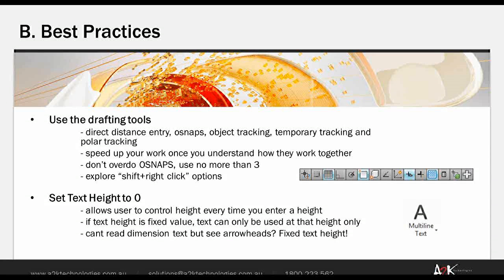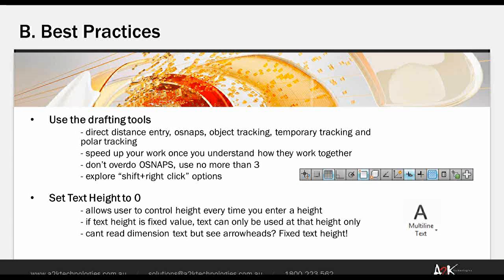Setting text height to 0. I had this one hammered into me pretty early when I started to draw. When you set the text height to 0, it allows you to control the text height every time you enter text. So if you're using ISO CP in your drawing and your detail headings are 2.5 mils or 3.5 or 5 mils, and your text style is set to 5 mils, if you want to create a title that's 3.5 mils high, you won't be able to do that. You'll have to choose a different style.